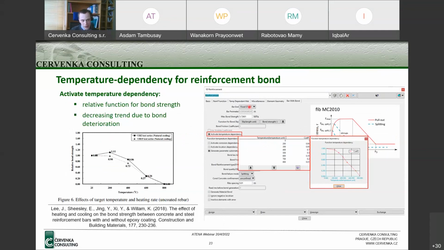Then, if we use the bond properties, we can also input the temperature dependency for the reinforcement bond, which is also negatively influenced by the increased temperature. For example, here we show the data from this paper, which shows a somewhat gradual reduction of bond properties from approximately 200 degrees C up until 800 degrees C.